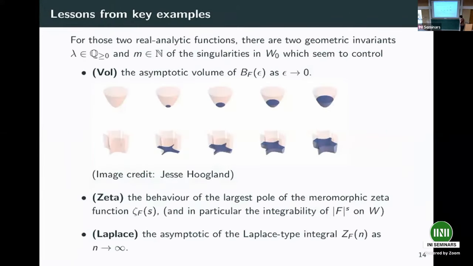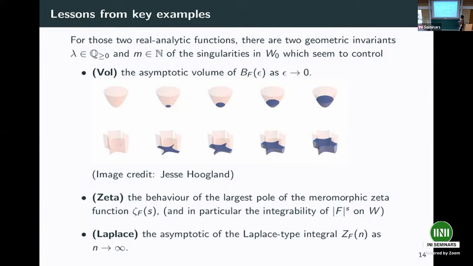Okay, so what lessons can we draw from these examples? In both cases, we have these two invariants, a rational number and an integer, and they do control, in this case, the asymptotic volume of these sub-level sets. And here I put some pictures which were done by Jesse Ockham. You have to look at them in reverse: when epsilon goes to zero, we're going from right to left.